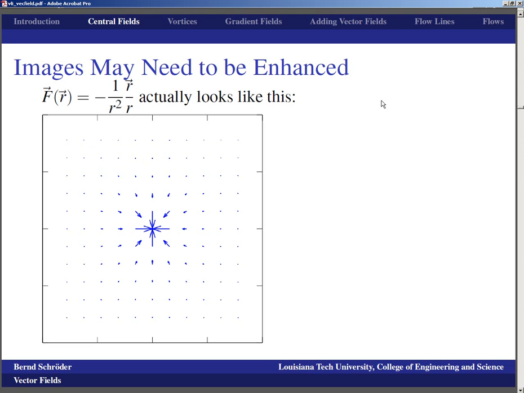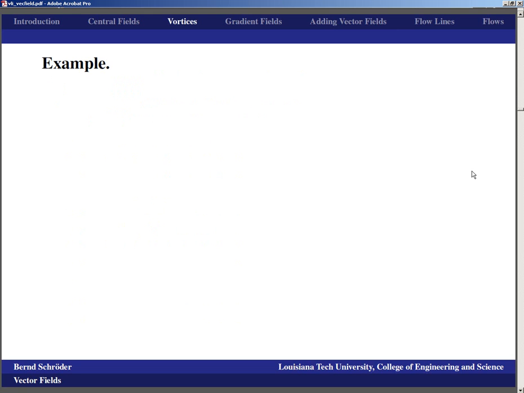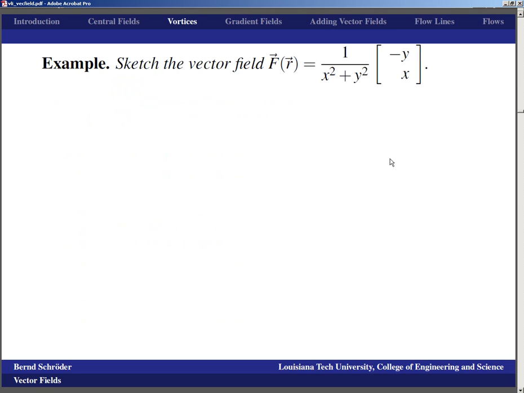So every so often, images will not exactly represent what the vector field is, but that is okay, because what we want to use these images for is visualization. Okay, let's talk about another very common type of field, and that's a vortex.